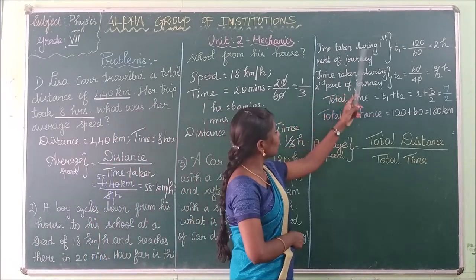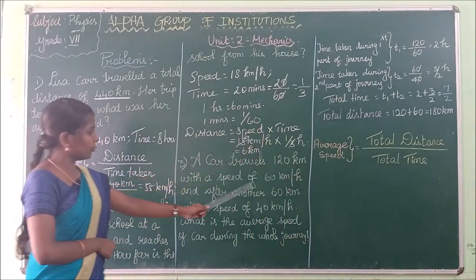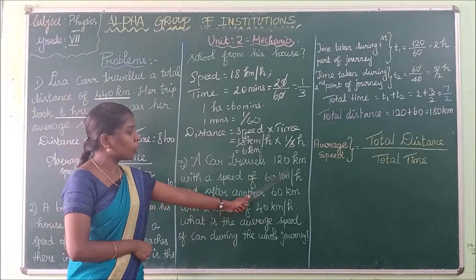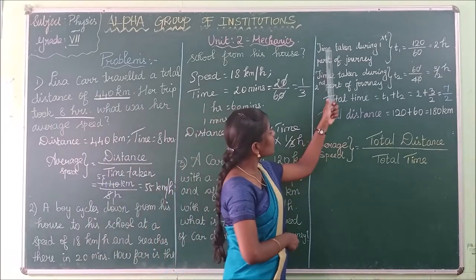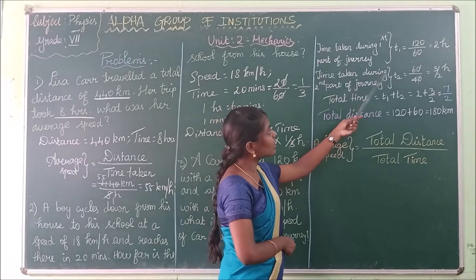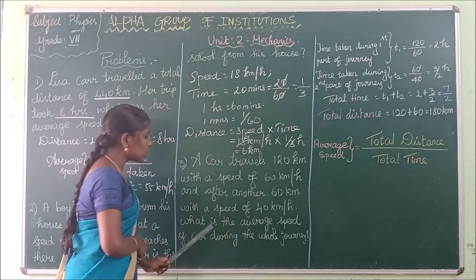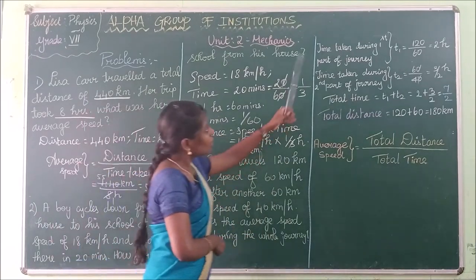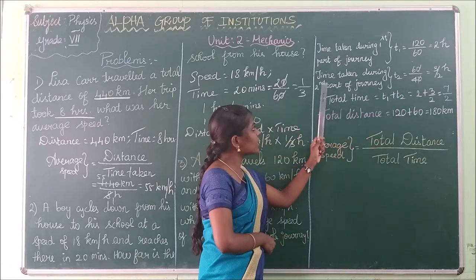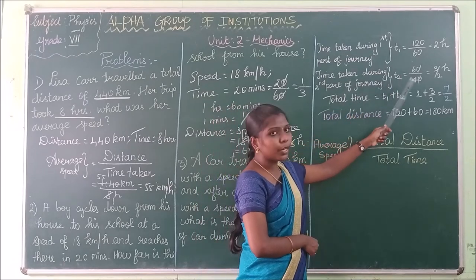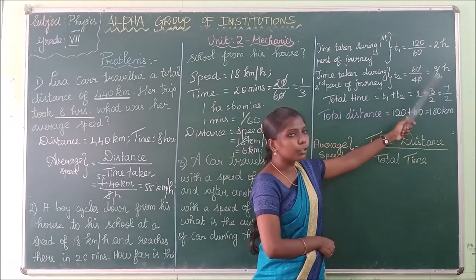Now, time taken during first part of journey is t1, which is equal to 120 by 60, which is equal to 2 hour. Now time taken during second part of the journey, t2, is equal to 60 by 40. If you cancel this, the answer will be 3 by 2.